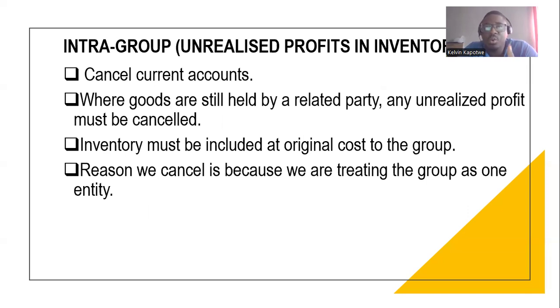So you only cancel the unrealized profits on the goods that are still in inventory. That is what you must do. How do you do that? Your inventory must be included at original cost to the group. The reason we cancel is because we are trading within the group. I think I've given that explanation.